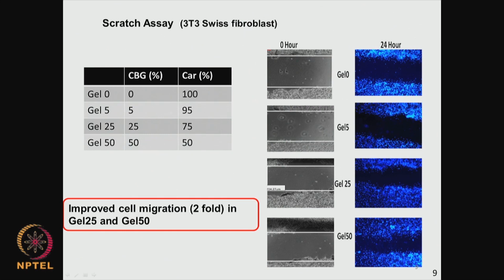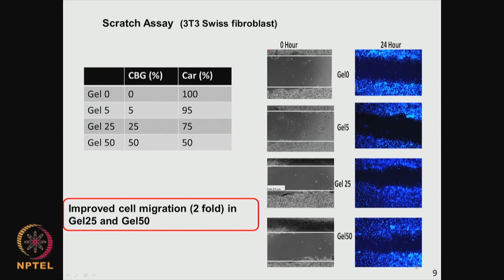So, this is 0 time on gel 0, gel 5, gel 25, gel 50. We created a scratch, and then after 24 hours we are monitoring the scratch. This is a color image, we have put in a dye. So, you can see where only carrageenan is there, the gap is very large, whereas in gel 50, which is 50-50 carrageenan and beta glucan, the gap is very small. That means cells have proliferated, migrated and started reducing the scratch. That means the material is very conducive for cell growth.